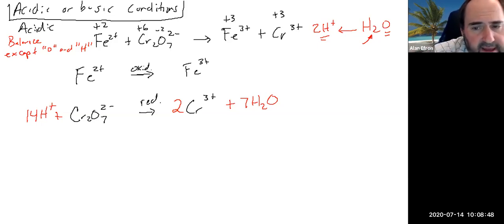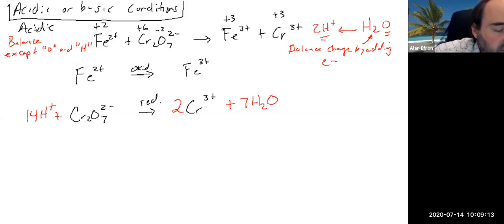And by the way, if at some point you started out in a half reaction with more hydrogens on one side than the other, you could just add H plus to the other side to balance it out as well. Once we've done all that, the next thing that we want to do is balance out the charge on each side by adding electrons. Since electrons are negative, the goal here again is not to get each side equal to 0, but to get each side equal to the exact same charge.